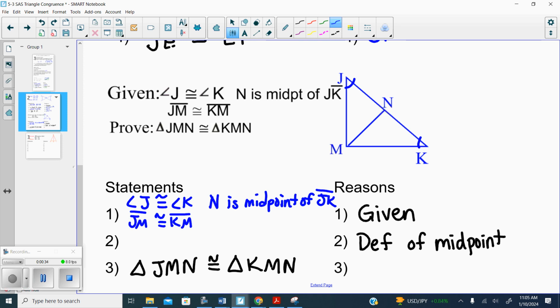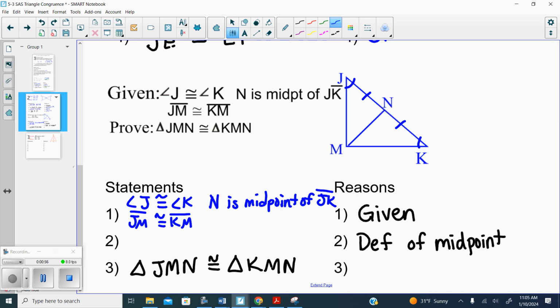Okay. N is the midpoint of JK. What does midpoint mean? Middle. It means it's right in the middle. So N is the middle of J to K. If that is in the middle, what do you know about the two pieces? Mark them. Now, the minute you mark that, that's got to go in my proof.